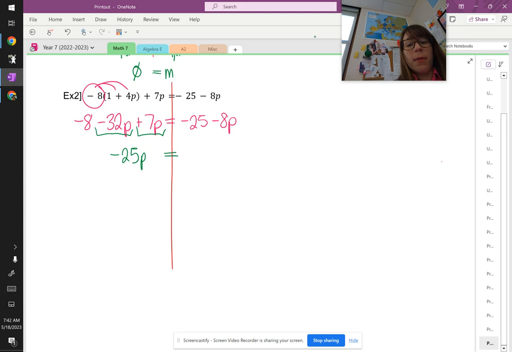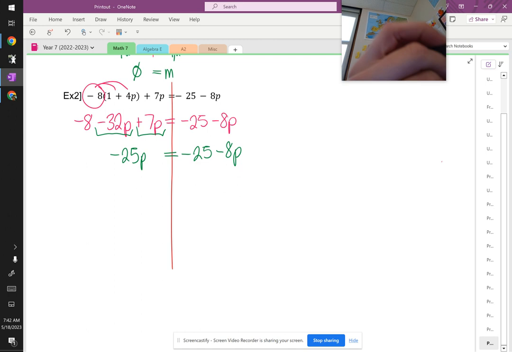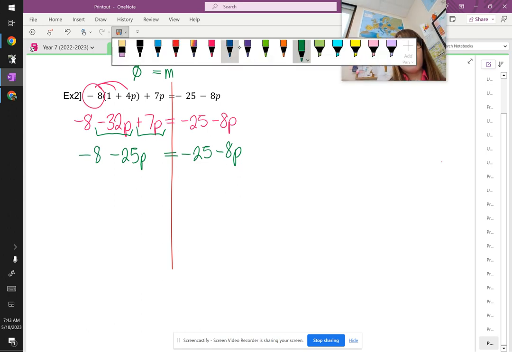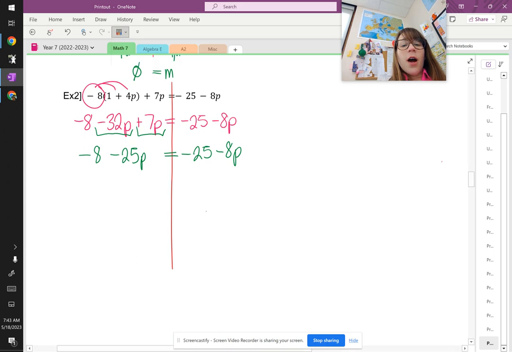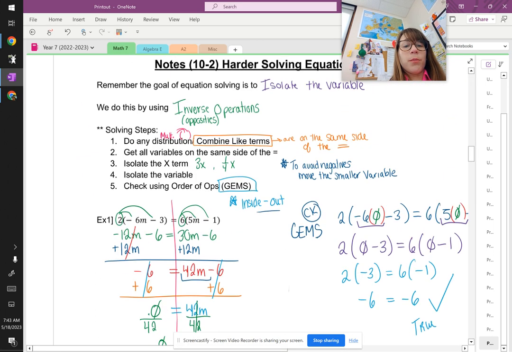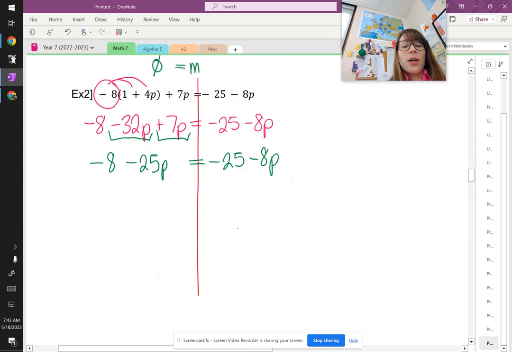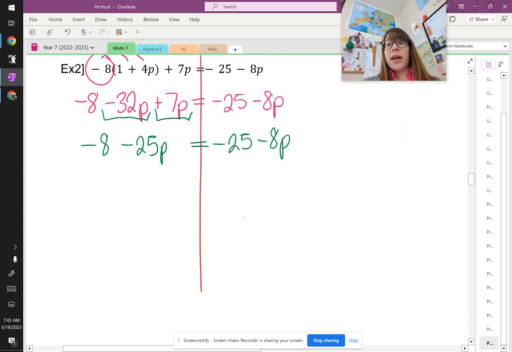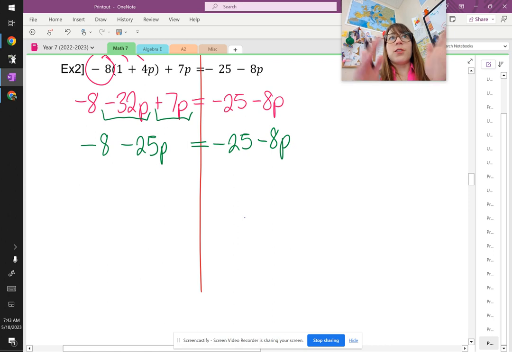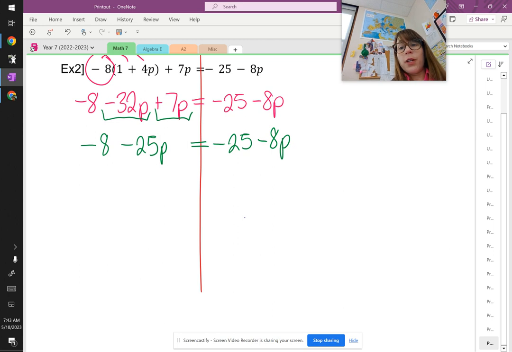Just double checking on my math there. No like terms on this side of the equation, so I'm just carrying those down. And yes, I did almost forget to carry down my negative 8, so don't do that. All right, so at this point, we're on to step number 2, where we're trying to get all the variables on the same side of the equal sign. I can't possibly isolate that variable and get p by itself if p is in 2 different places. That's just impossible.